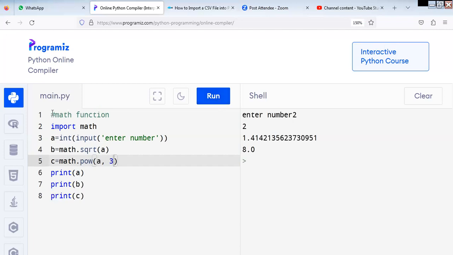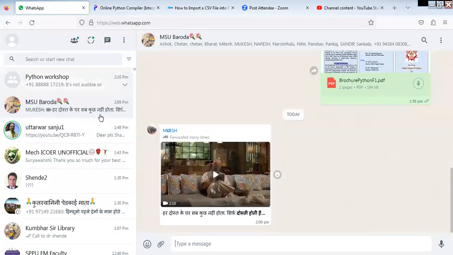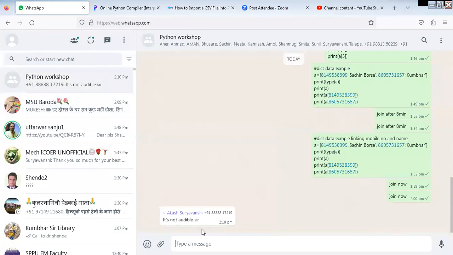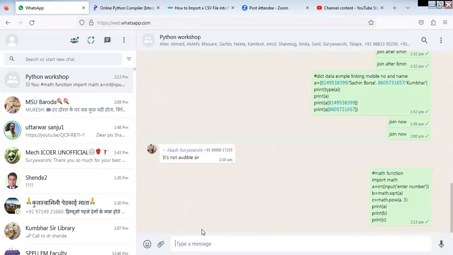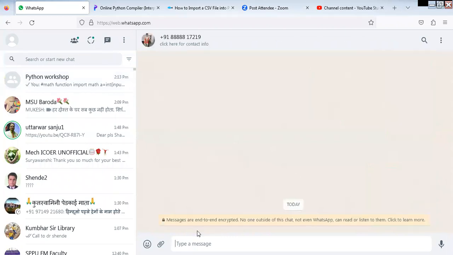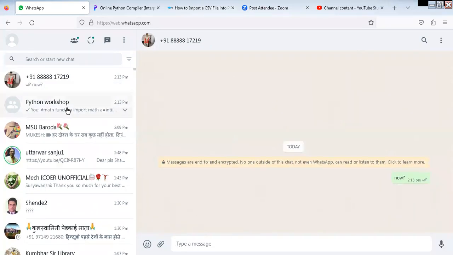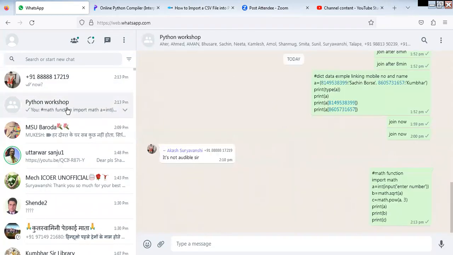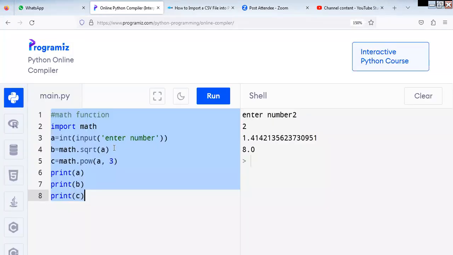So you just try this. I will copy and put it to the Python. Now check whether you can do it now. Try at your end.